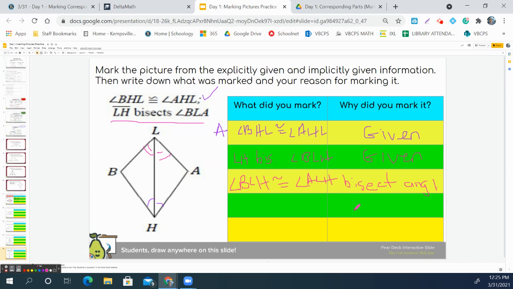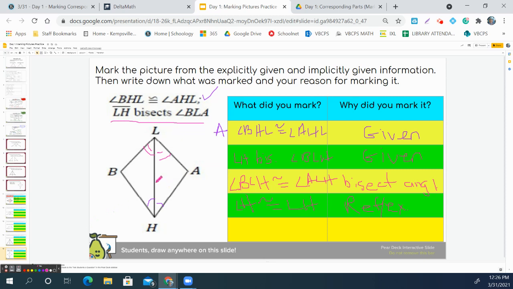What do I know about the reflexive side? What's the reflexive side? H? L? B? A? What's the reflexive side? Where did they come together? Where are they adjacent? LH. LH is congruent to LH. Okay. Awesome. No question mark, Dalton. That's 100% the right answer.